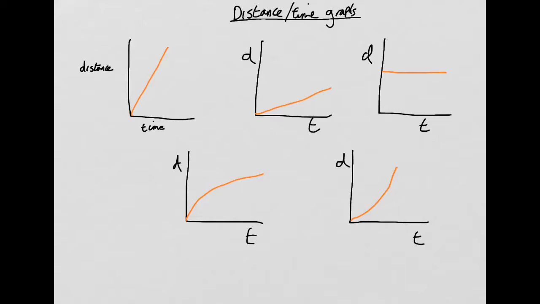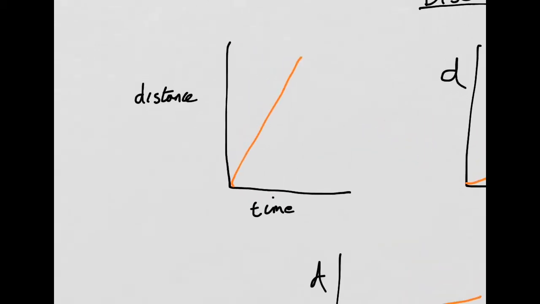Now, the first thing we'll talk about is what we can tell just by looking at the graphs, and then we'll start calculating some gradients as well, so that we can calculate the velocity or the speed that the object is moving at as well. So first things first, then we'll look at this graph here.